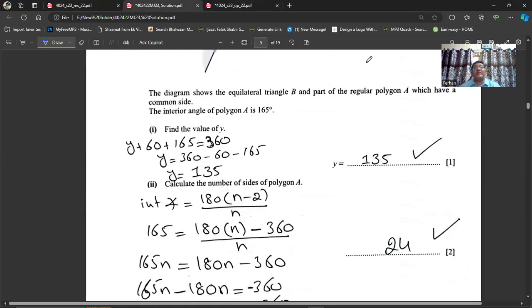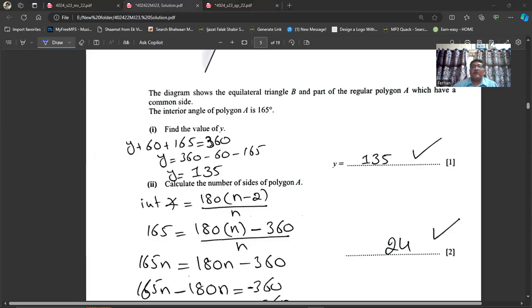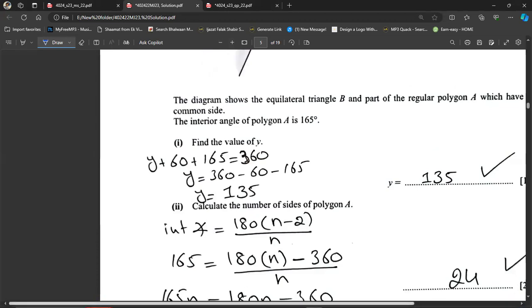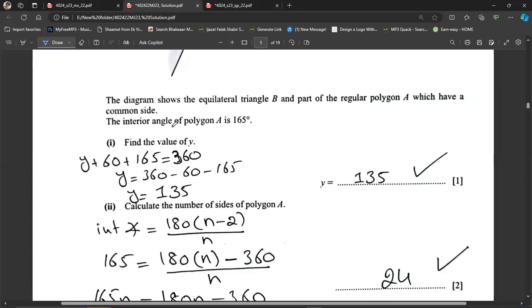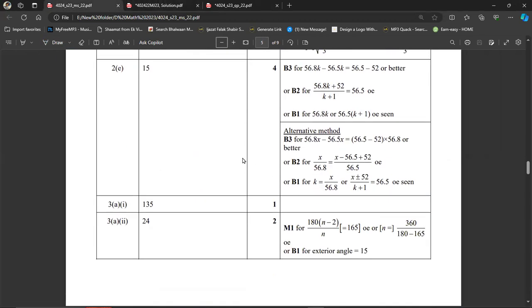So the y value will be, wait a minute. So y plus 60 plus 165 is equal to 360. So y will be equal to 360 minus 60 minus 165, and the y will be 135. So the value of the y is 135. So hope you understand. So let's check y value. Y value is 135.